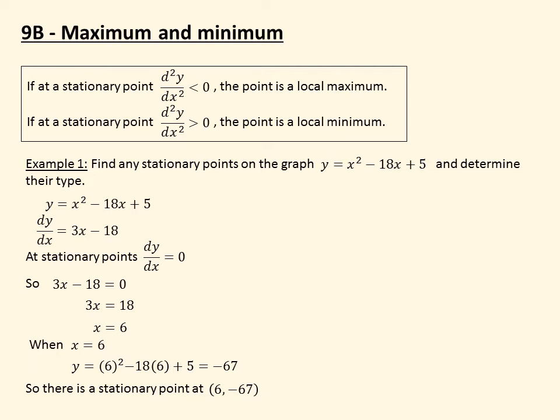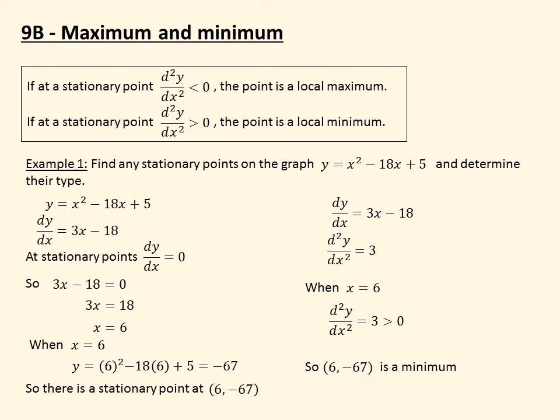If we look at the derivative of y, we can differentiate this again to find the second derivative, 3. When x is 6, the second derivative is still 3, which is larger than 0. The second derivative larger than 0 means a minimum. So the stationary point (6, -67) is a minimum.